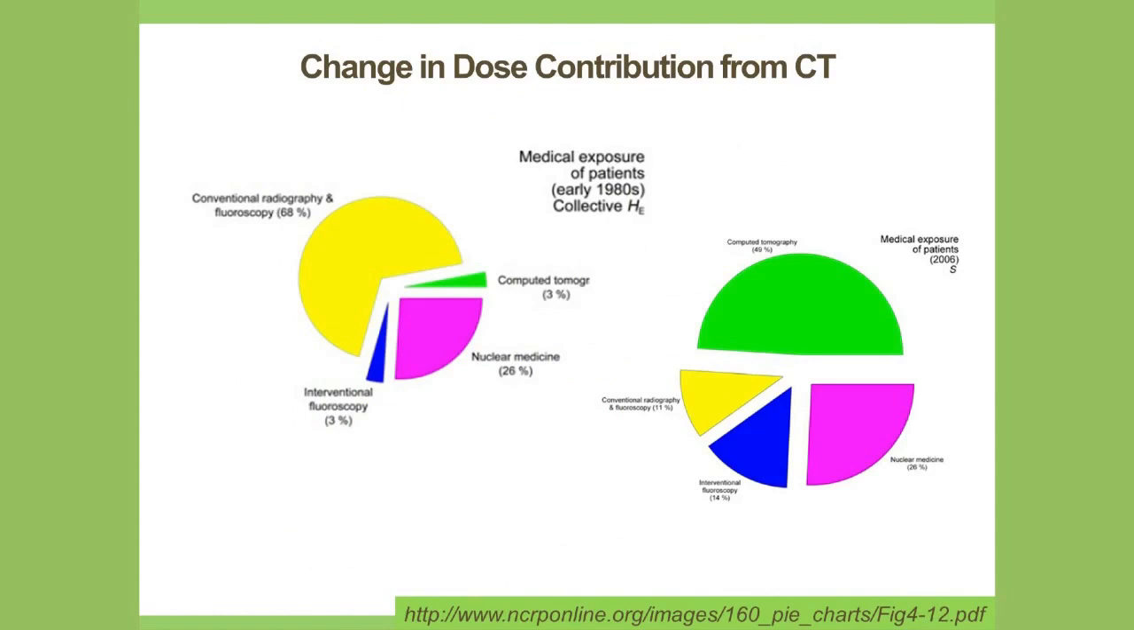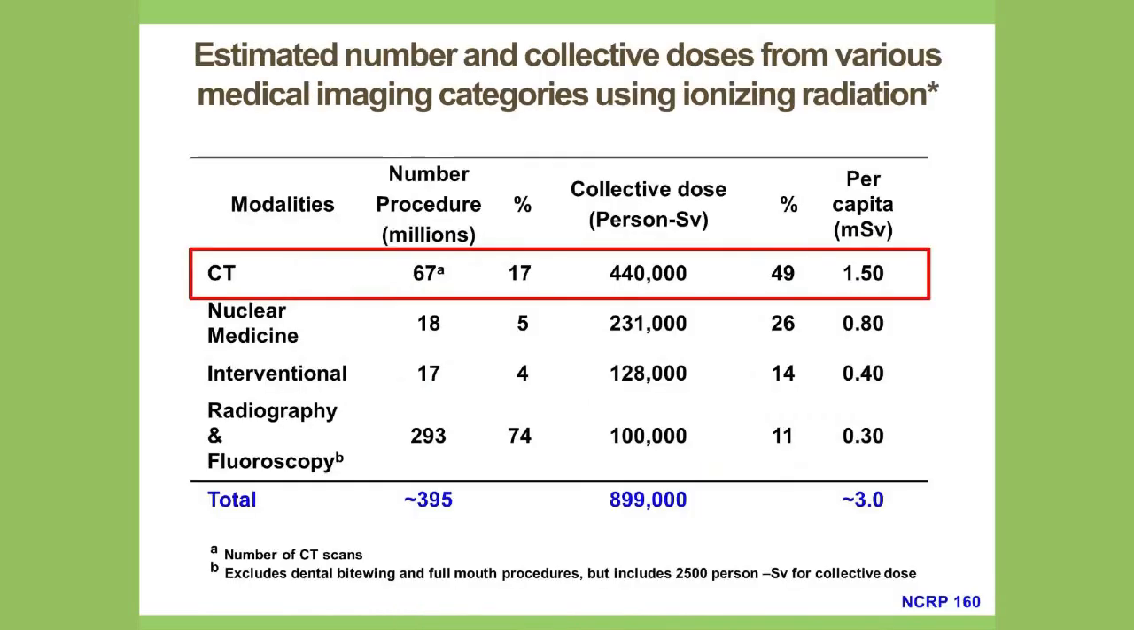So let's look at the change in contribution from CT. We're talking about CT, so let's drill down to CT. So when we look at the early 80s exposures on the left, we can see that most of the medical dose we received is from just straight X-ray radiography, planar radiography, and fluoroscopy, about 68%. And that computed tomography was only 3%. And if we look in 2006, we can see that computed tomography is almost 50% of all the dose that was received from medical radiation. So it's increased quite a bit. And so this is part of the reason we're talking about radiation safety in CT.